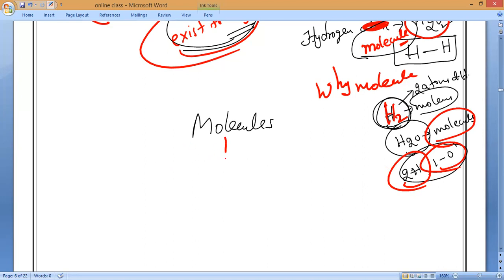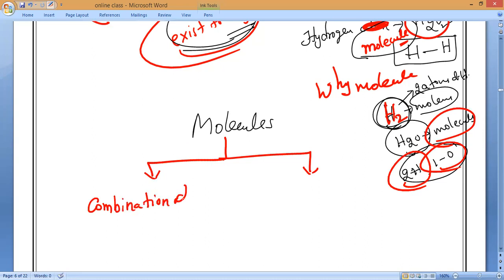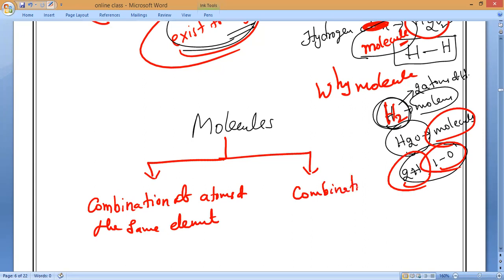So that is why molecules form in two ways. All of you observe. The first one is a combination of atoms of the same element. And the next one is what, guys? A combination of atoms of different elements. Please note it down. So that is what you have have to remember.